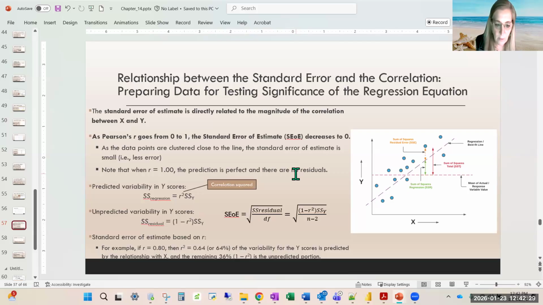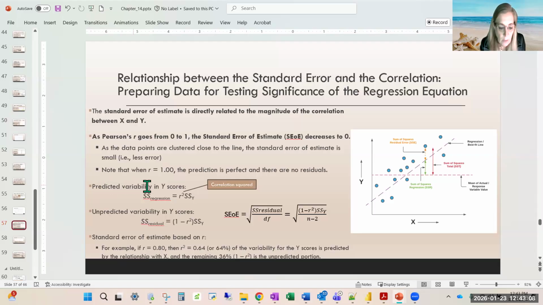The standard error of estimate is directly related to the magnitude of the correlation between X and Y. If we're calculating Pearson's, we know that it can go from 0 to 1, depending on how strong the relationship is. The standard error of the estimate can decrease to 0. As the data points are clustered close to the line, the standard error of estimate is small, meaning you have less error. Note that when R equals 1, the prediction is perfect and there are no residuals.